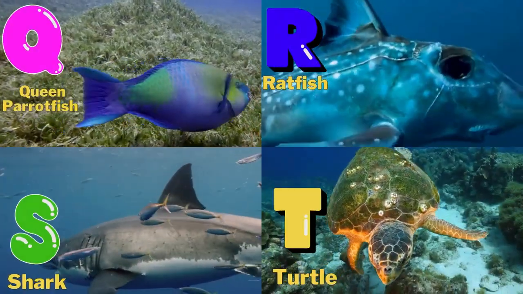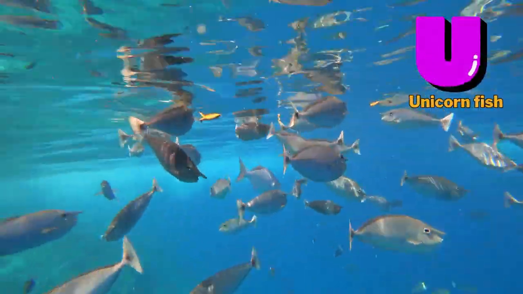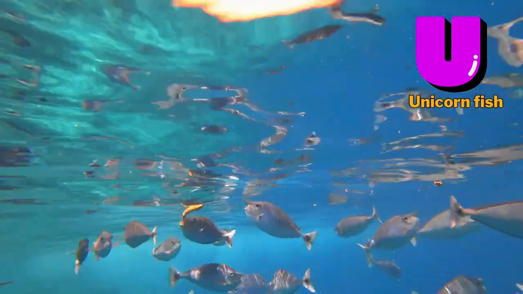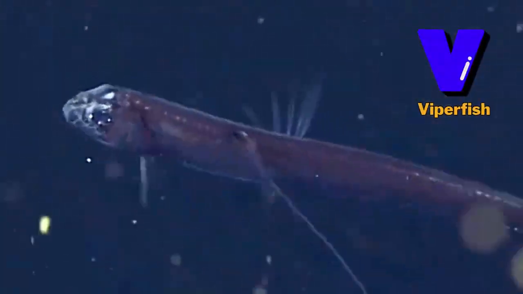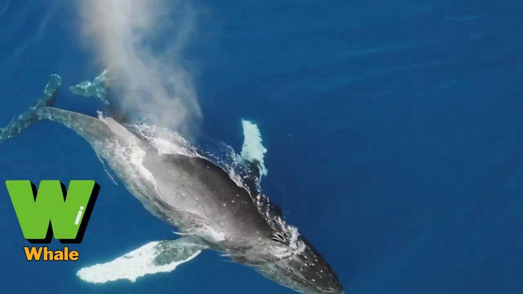U is for unicorn fish. V is for viperfish. W is for whale. X is for X-ray fish.